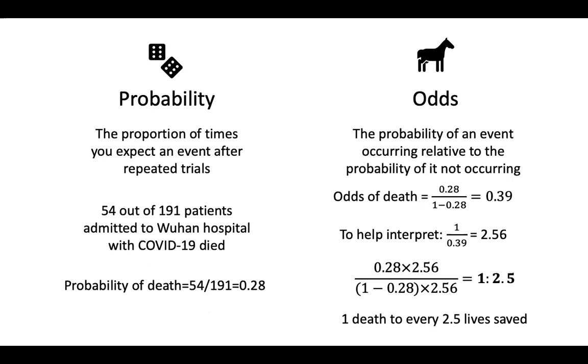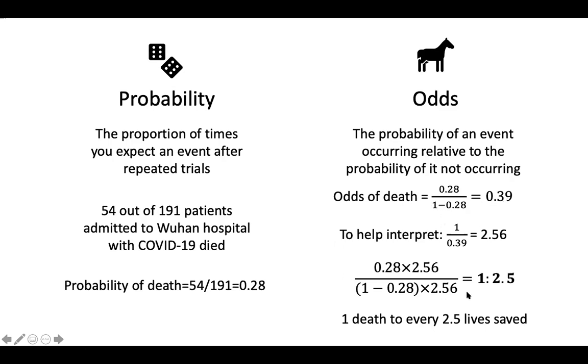So that's a probability. Odds is a concept that is very unfamiliar to me, but for those people who like to bet or gamble or who follow sports more frequently, you know a lot about odds. And odds are related to the probability. The odds are defined as the probability of the event occurring relative to the probability of it not occurring. So in the same Wuhan example, the odds of death is 0.28, the probability of the event occurring, over 1 minus the probability of the event occurring, which is the probability of the event not occurring, which is 0.39.